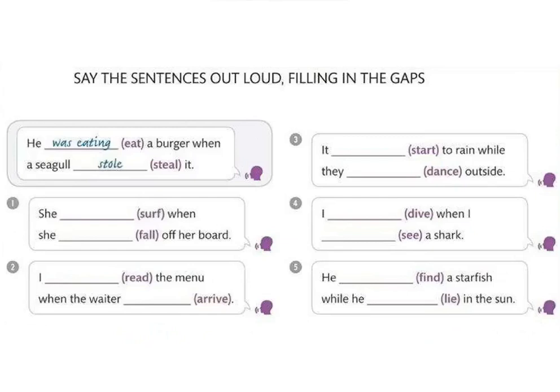Say the sentences out loud, filling in the gaps. He was eating a burger when a seagull stole it. You see, we have a long action and an interrupted action. Number 1, she surfed when she fell off her board.